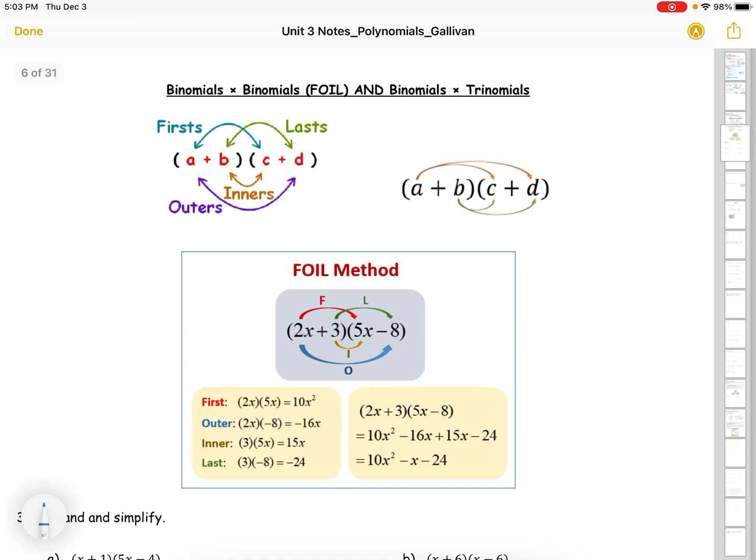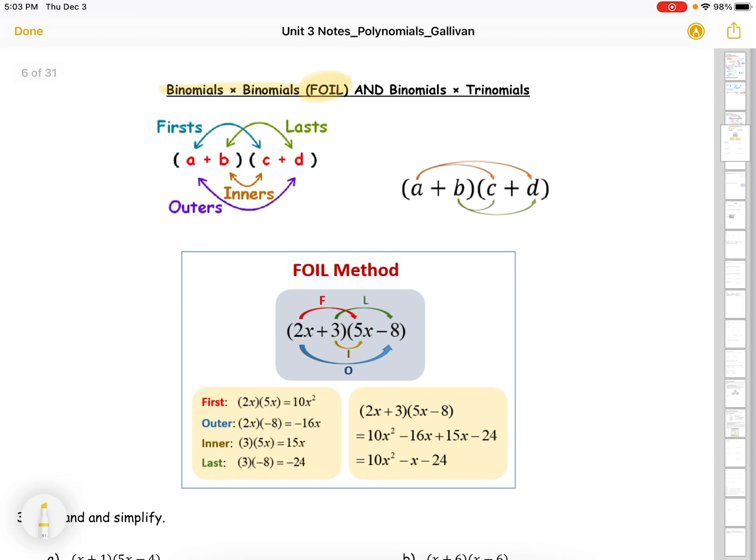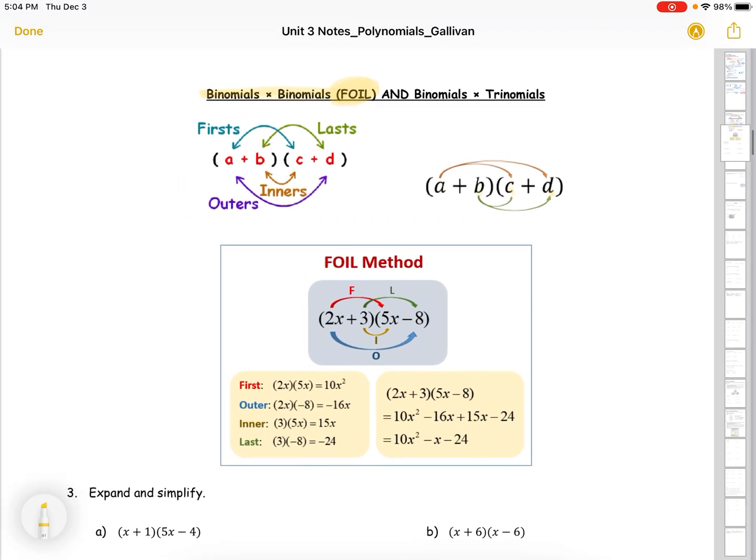Binomials by binomials, FOIL, and binomials by trinomial. Okay. We mostly just do binomials by binomials, okay, and I use the FOIL method. First, outer, inner, lasts. That's what FOIL stands for. So our firsts are A times C, right? Our outer is A times D, our inner is B times C, and our last is B times D. So we have to do all of those multiplications when we are multiplying binomials.